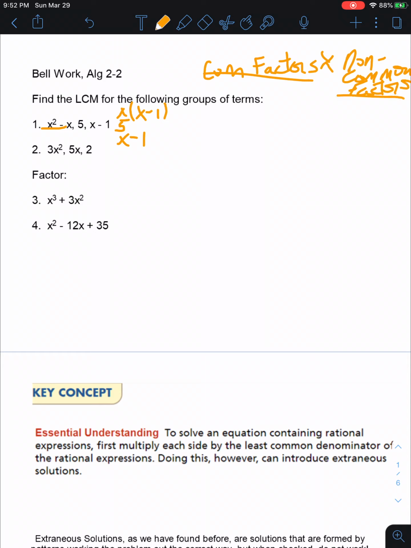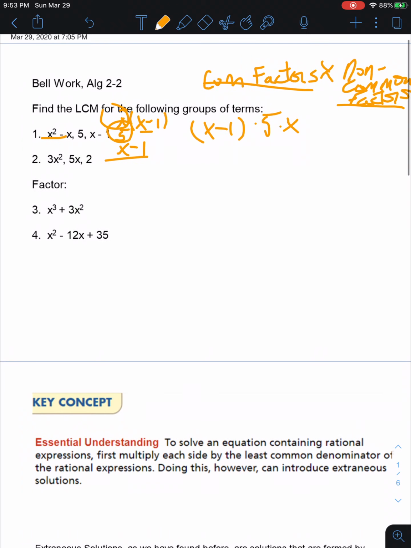So when I look at these, I see I have a common factor of x minus 1, so that'll be x minus 1 that's common, and then I have an x and a 5 that are uncommon. So my least common multiple would be 5x times x minus 1.